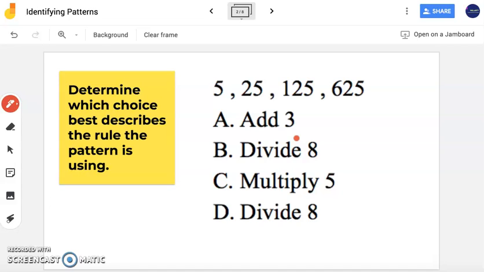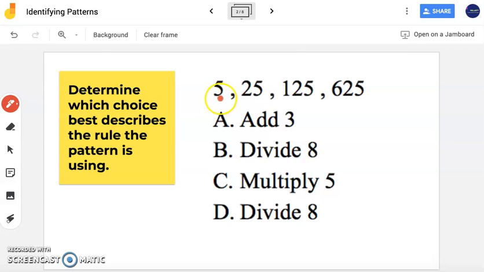Now, the first thing you want to do is determine, are my values increasing or are they decreasing? If they are increasing, that means multiplication or addition is an option. If your values are decreasing, that means immediately it's either division or subtraction as your options. Now here in this pattern, I notice that the values are in fact increasing.